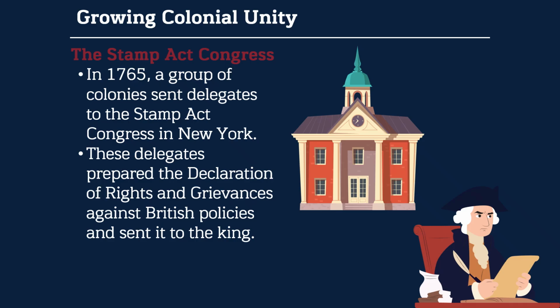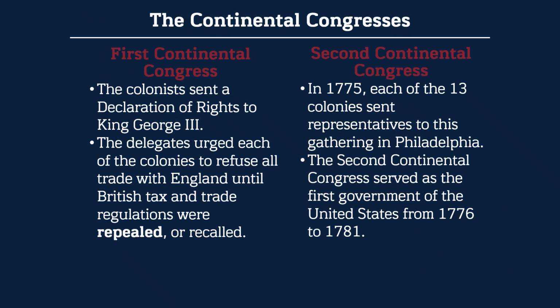One of the first resistances was the Stamp Act, right? In 1765, a group of colonies sent delegates to the Stamp Act Congress in New York, and they prepared a declaration of rights and grievances, and they sent it to the king saying this is what they were unhappy about. Resistance continued. We see the First Continental Congress, where colonists sent a declaration of rights and grievances to the king. They encouraged colonists to refuse all trade with England until the taxes and regulations were repealed.